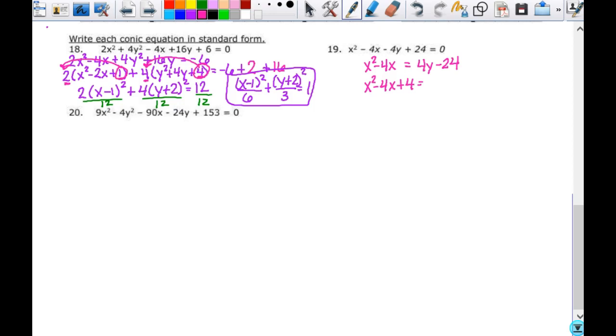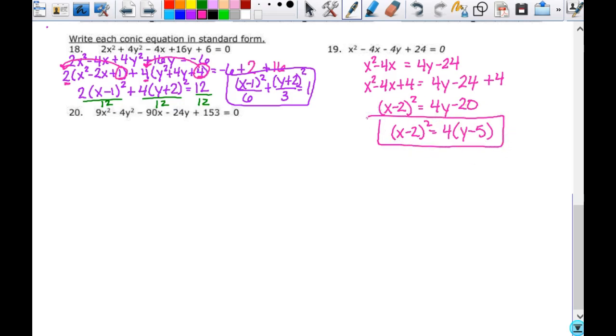But we've moved over the 4y and the 24, and so I completed the square on the left. I'm not complete because over here I had the 4y minus 24. Since I added 4 over here, I have to add 4 over here. So then this becomes x minus 2 squared equals 4y minus 20. But then I have to factor out that 4, so x minus 2 squared equals 4 times y minus 5. There is my parabola.